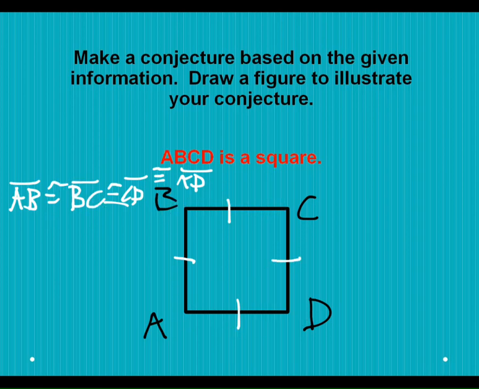What would be another one? Another conjecture, yeah. Yep, BC and CD meet at a right angle. And we could say that about any of those sides, right? Because it's a square, we know those are right angles. So those are examples of true conjectures based on this statement. Is that right? AD, yeah.